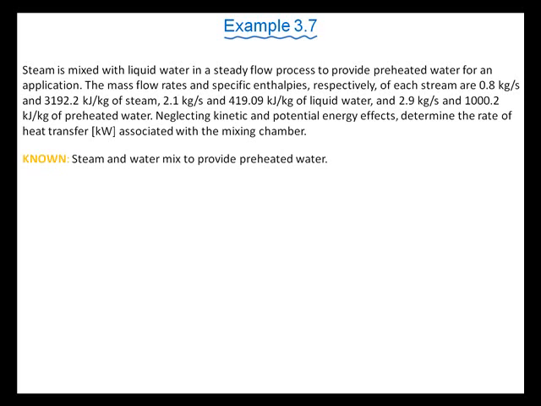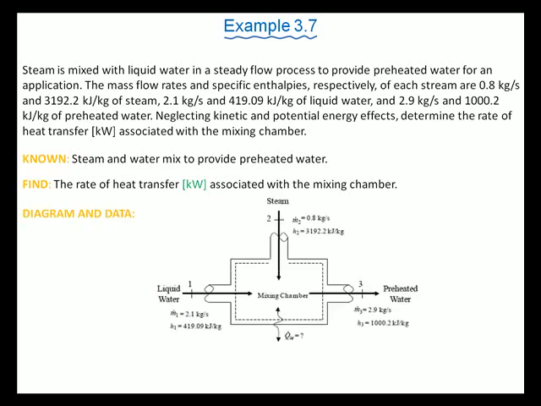What we know is we have steam and water mixing to provide preheated water to some other thermal fluid system, and we're only going to look at this mixing process. What we want to find is the rate of heat transfer in kilowatts associated with this mixing chamber. If I do my diagram and data, I see that I have two inlets and one exit. I have been given the mass flow rate at each of those inlets and the exit, and the corresponding enthalpy for the inlets and exit.